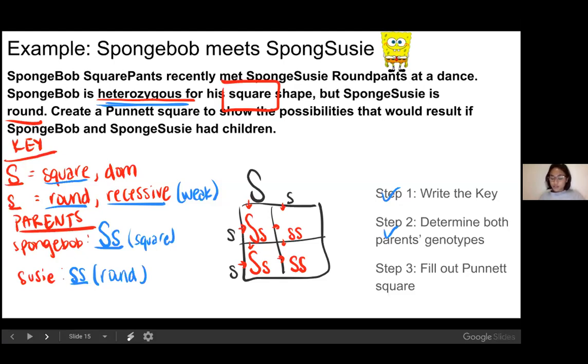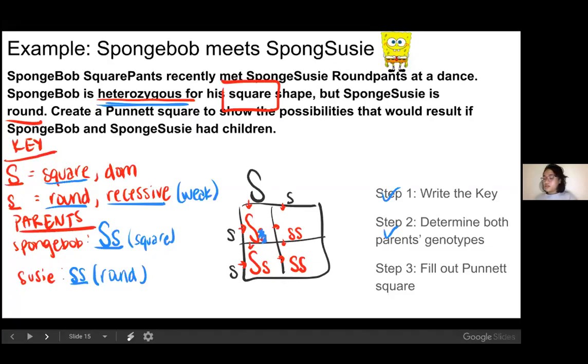So as you can see, let's go ahead and look at the laws of dominance here. So the top one would be, since there's a law of dominance there, since there's a capital, that child would still be square. And let's go over here. Since there's a dominant S, we're going to cross this out. So this child would also be square.